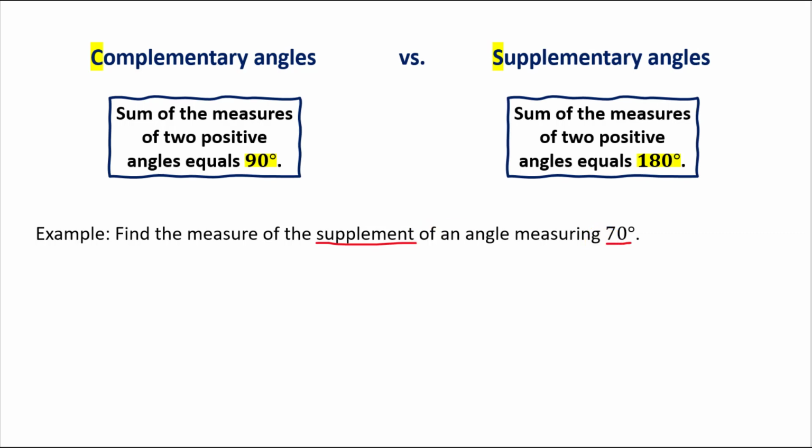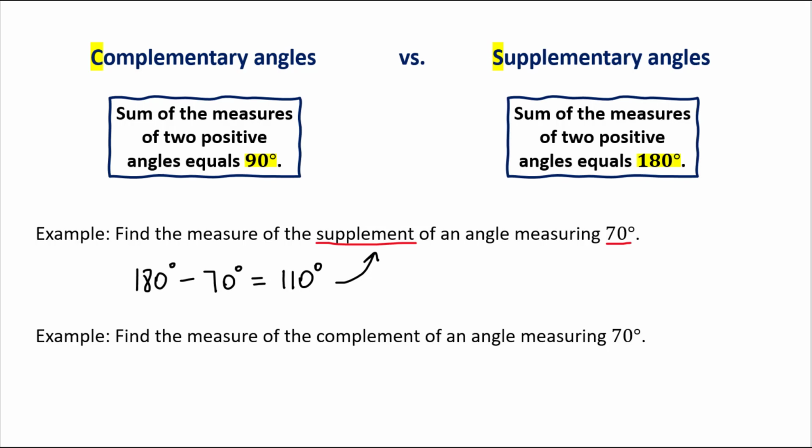Well, to find the unknown angle, we have to take 180 degrees and subtract 70, the given angle. That is 110 degrees. So the supplement of an angle measuring 70 degrees is a 110-degree angle. Now, if the first example made sense, we should have no problem doing the second example.